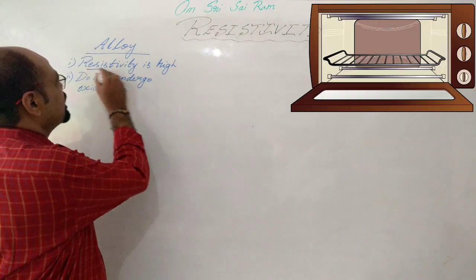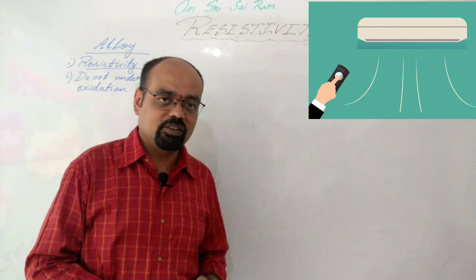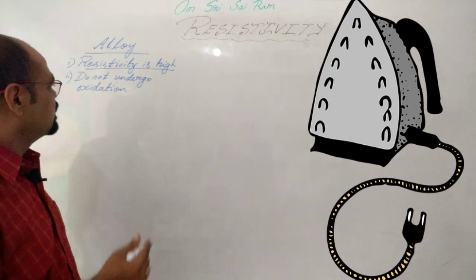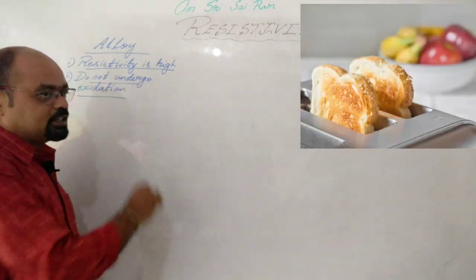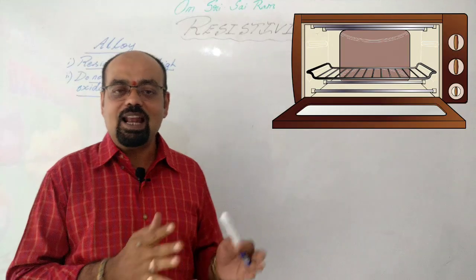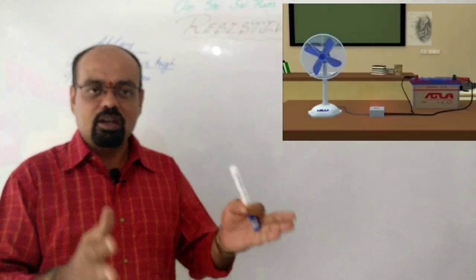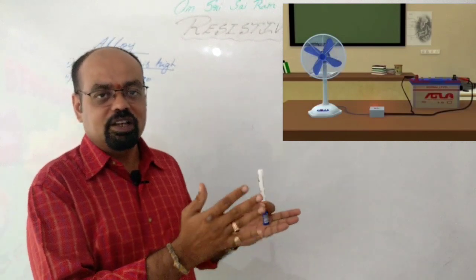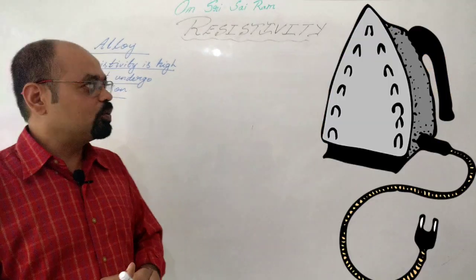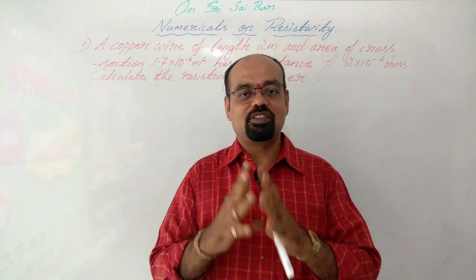Resistivity is high. Why should we use these alloys in heating appliances? Because they have very high resistivity and they do not undergo oxidation, that is burning, even at high temperature. Therefore, in an electric iron, toaster, hair dryer, room heaters, water heaters, geysers, in all these electrical heating appliances, we use these alloys. Let's begin the numericals on resistivity now.